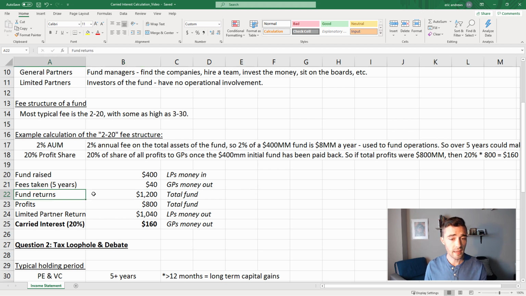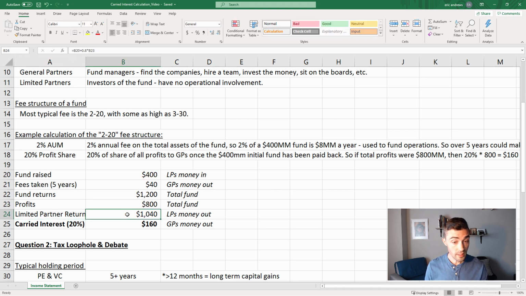But let's say that they basically get a 3x on the money they put in. So once all these businesses get acquired or they go public or whatever, the GPs have 1.2 billion to return back to the LPs or to calculate the profit share, etc. So the fund returns 1.2 billion, put in 400, get out 1.2. So the profits of the fund are 1.2 billion minus 400 million, so 800 million.